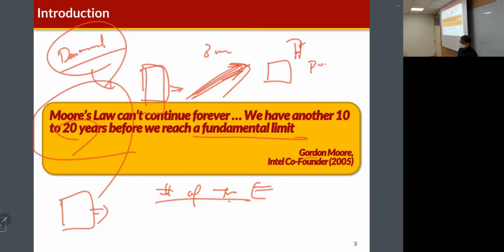But furthermore, we are reaching a fundamental limit, which means that transistor scaling is facing its end. It's very hard. Maybe some big companies such as TSMC or Samsung can develop 2 nanometer or 1 nanometer technology, but it's very, very hard.